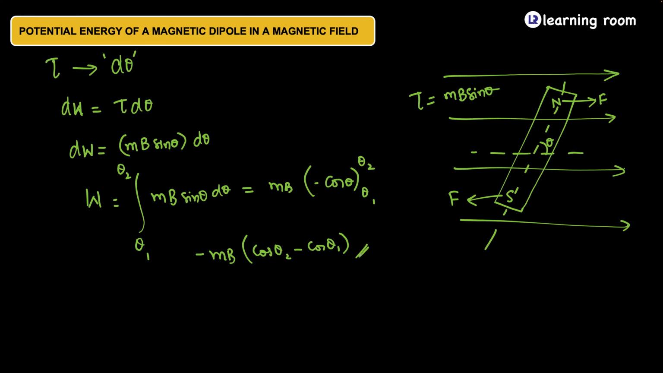The net force is zero, because these two forces are in opposite directions. I'm talking about the force experienced by the north pole and the force experienced by the south pole. The forces experienced by each pole are in opposite directions, but the net torque is in the same direction.